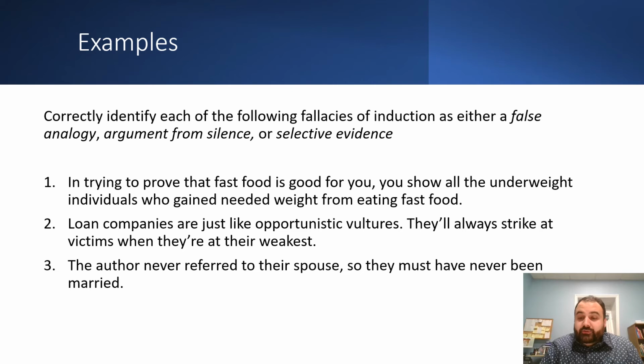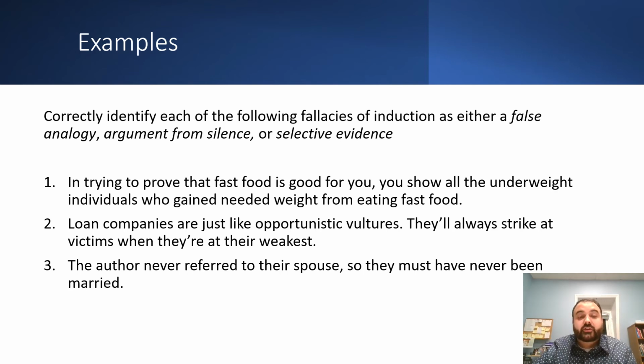So once again, our practice. Here are 3 examples of fallacies of induction, of the improper use of evidence to make an argument. Classify them as either a false analogy, argument from silence, or selective evidence. So go ahead and pause your video now. Right, if you're not done, please pause your video again. But we're going to go through the answers.